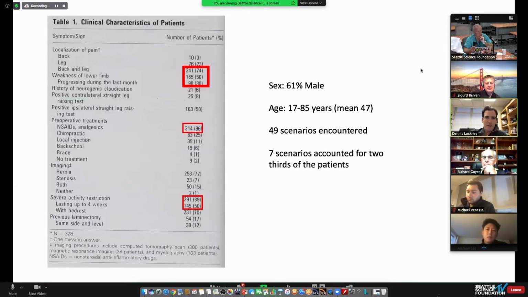So the results: 61% of the patients undergoing surgery were male. The ages ranged from 17 to 85 with a mean age of 47. 49 of those 219 scenarios were actually encountered in their patients, and ultimately 7 of those accounted for about 2/3 of the patients undergoing surgery. You can see most patients presented with back and leg pain, weakness that had progressed, and then almost everyone tried some type of preoperative conservative management, including simply just NSAIDs or other analgesics. And then lower down, we'll talk about this severe activity restriction. 291 of the patients underwent that, or 89%, lasting up to a month in about 50% of the patients.